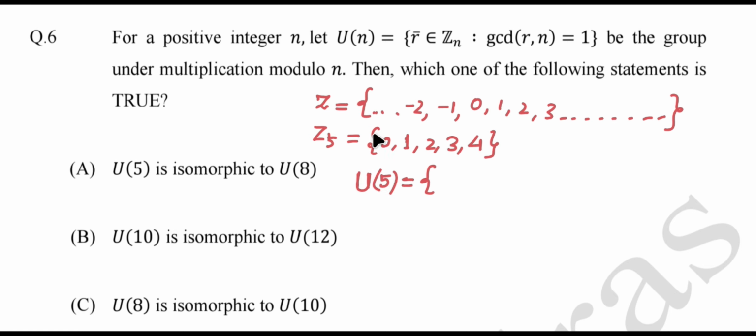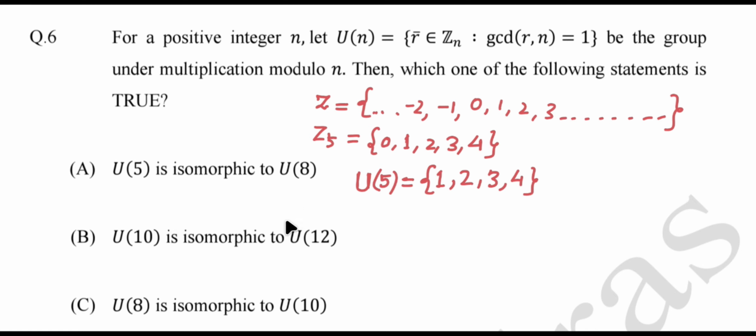0 is not taken because you see U groups are multiplicative groups. 1, obviously 1 will be taken because 1 and 5 both are relatively prime. 2, yes, 2 and 5 are also relatively prime. 3 and 5, okay, and 4 and 5.